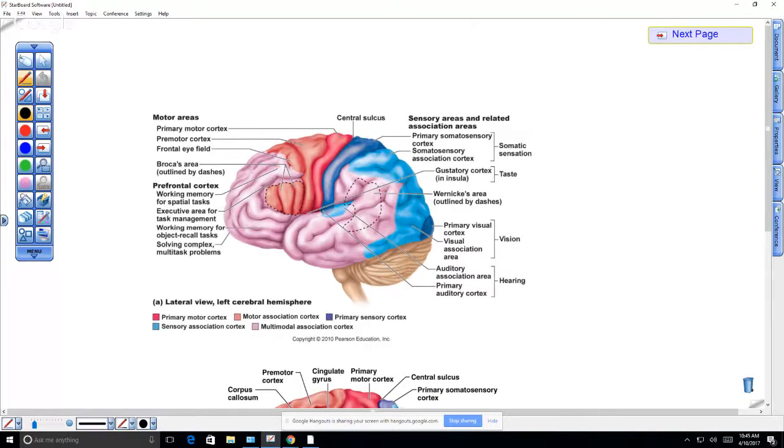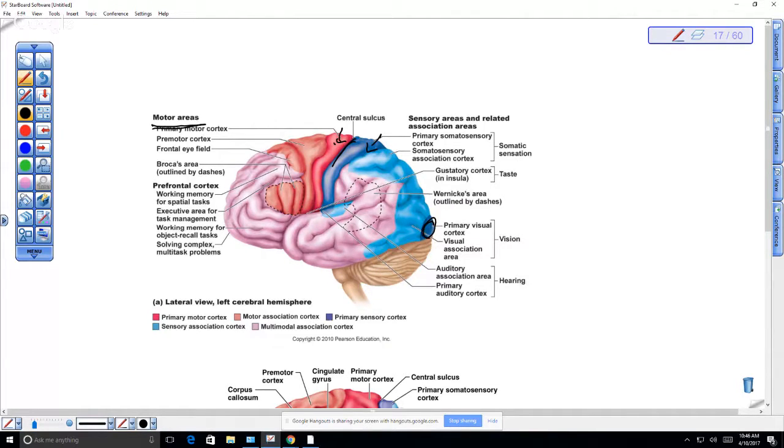Okay, so this is a diagram that shows that specialization of the cortex. And so this is called the central gyrus. So this would be, excuse me, the sulcus. So this would be the precentral gyrus, which is motor. Okay. Here, this would be the somatosensory cortex right there. Okay. And then back here, we have the visual cortex.